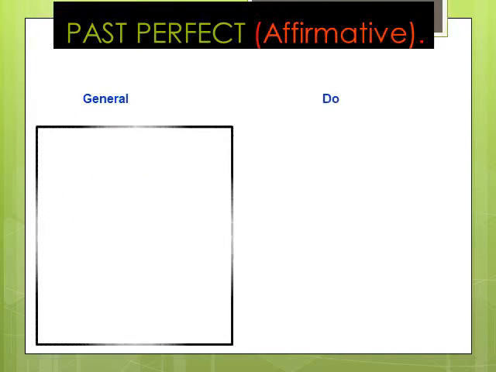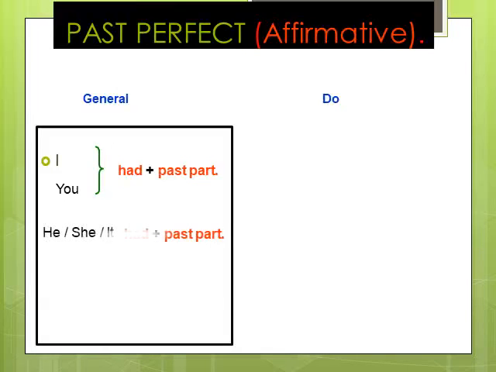Past perfect affirmative. To form an affirmative sentence in the past perfect, we will start with the subject plus had plus the past participle of the verb. We use had with all the subjects. I, you, had plus the past participle. He, she, it, had plus the past participle. We, you, they plus had plus the past participle of the verb.